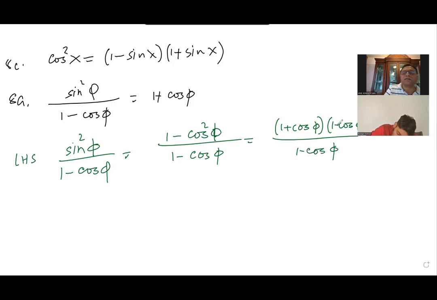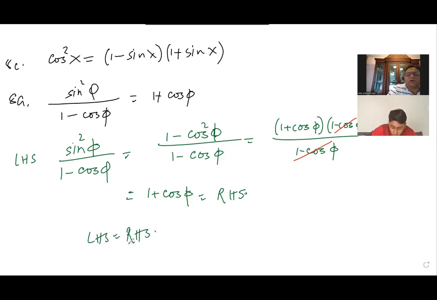And you can clearly see that 1 minus cos phi cancels and you're left with what? You're left with 1 plus cos phi, right? Which is the right hand side. So you've shown that the left hand side is equal to the right hand side. Do you see how easy it is? Yes, sir. Perfect. So that is how you're going to do it.